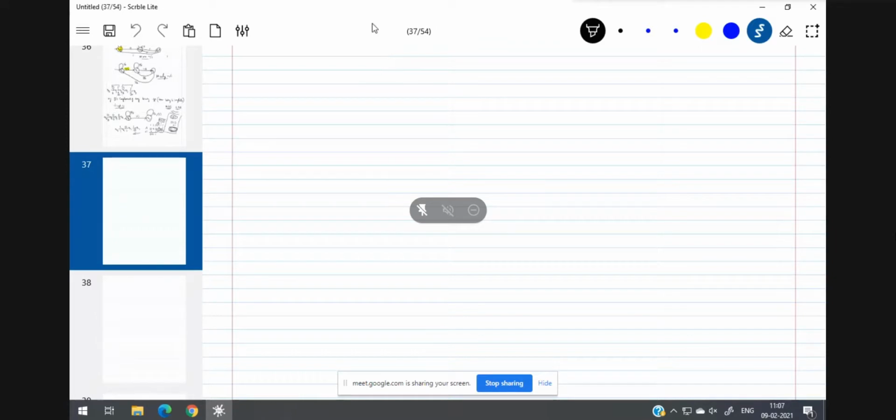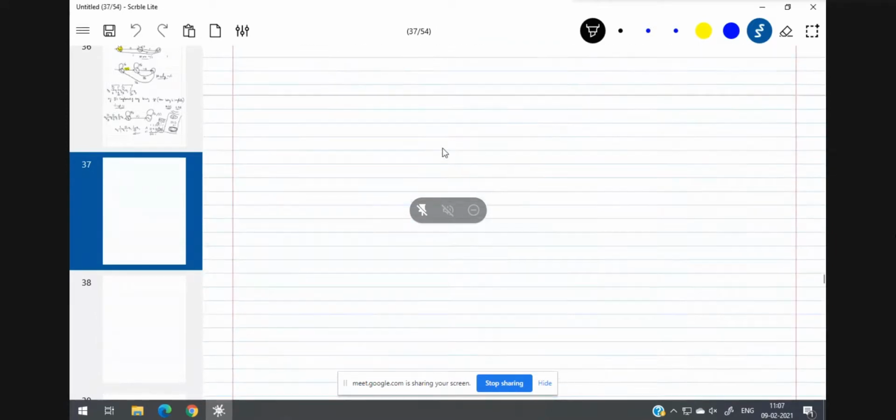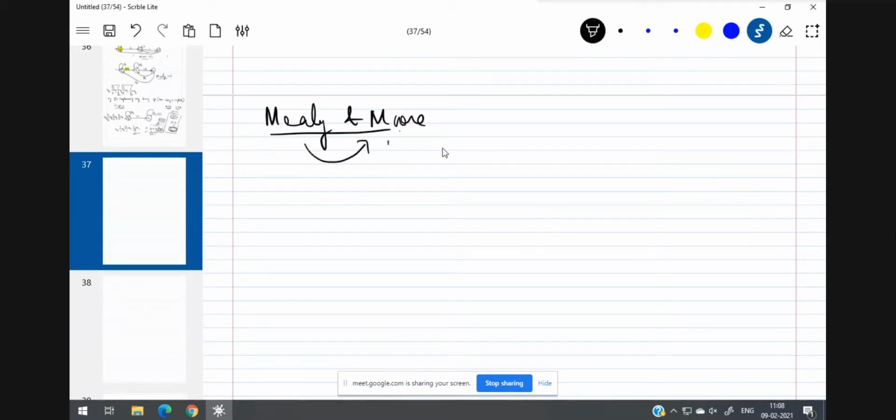Now, let me begin today's class. Yesterday, we saw two types of finite automata with output, which are Mealy and Moore. Today we're going to learn how to convert from Mealy to Moore and then from Moore to Mealy. Okay, so let me start with the first one.